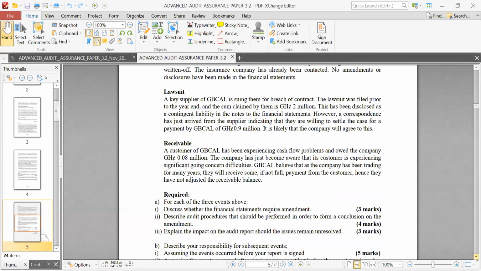Then it says describe audit procedures. Please, the break might go off in 4 minutes. So when it goes off, please join and let's go through a few things before we depart.